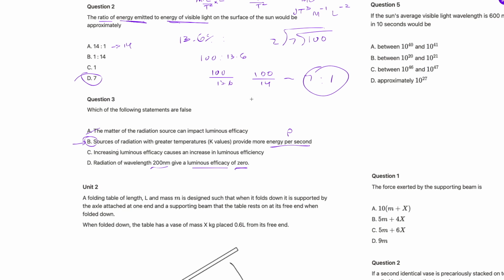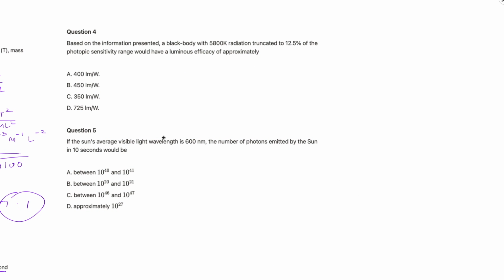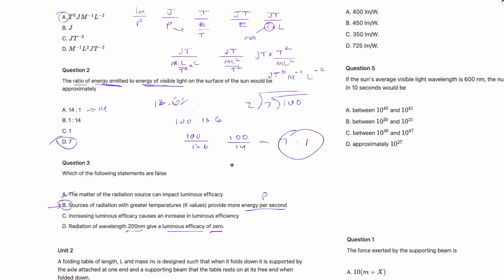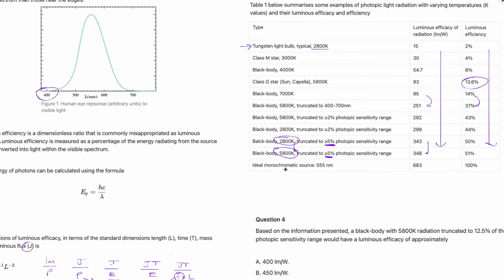All right, moving along, then we have questions 4 and 5 on the same stem. I tried to make this a little bit bigger. Based on the information presented, a black body with 5800 K radiation truncated at 12.5% of the phototopic sensitivity range would have a luminous efficacy of approximately. Now this one is about extrapolating data, right? So there's two things, because it says based on the information. Obviously the first thing is, if I can find it, here it is here, it links pretty closely to the table. The other thing that we have to use though is the graph as well.